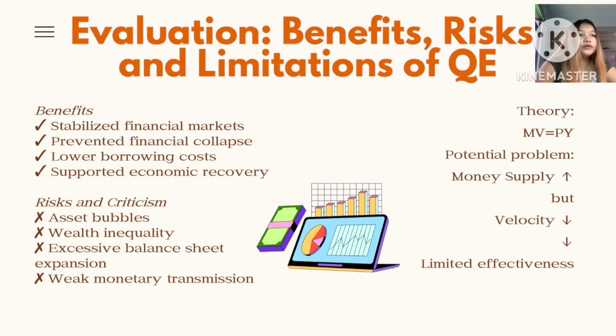However, critics argue that QE disproportionately increased financial asset prices and contributed to wealth inequality. Another major concern involves declining money velocity. According to quantity theory, increases in money supply should stimulate nominal economic activity. However, if velocity falls because households and firms prefer holding cash, monetary transmission becomes weaker. This limitation was particularly visible in Japan, where persistent deflation expectations reduce spending incentives.